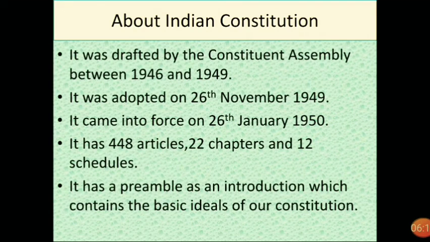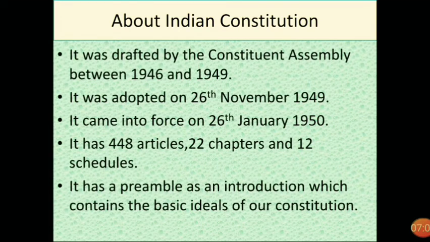But it came into force, it was implemented, enforced on 26th January 1950, which became the Republic Day for India. It has 448 articles, 22 chapters and 12 schedules. Such a long written constitution. In the beginning it had 395 articles, but the article numbers are increasing day by day. Some amendments are going on, and according to the change of time, the constitution is changing.